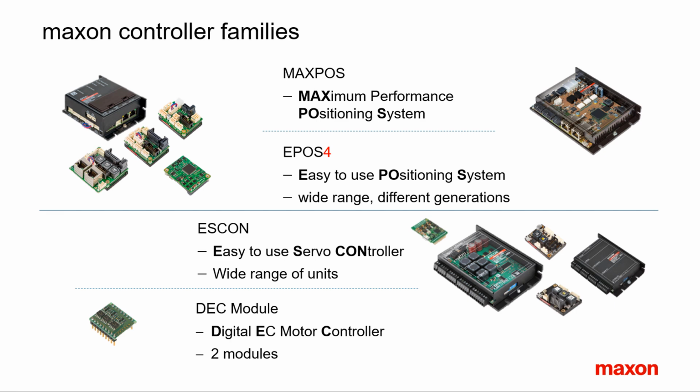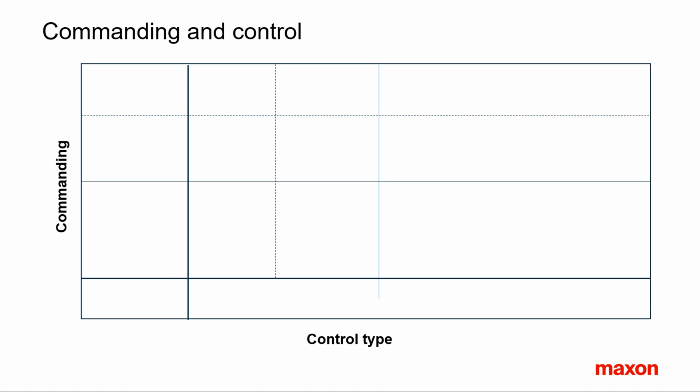The control performance increases from bottom to top in this representation. DEC and ESCON are speed controllers. EPOS and maxPOS are position controllers. We need to have a look at the maxon controller families not only with the focus on what kind of control they're made for, but also with the focus on how they communicate. The simplest way of commanding is by digital and analog inputs and outputs. For example, setting a speed by an analog voltage or changing direction with a digital high-low voltage signal.